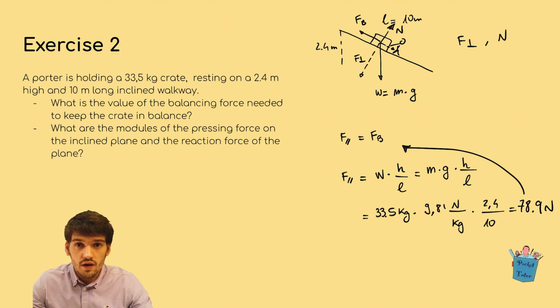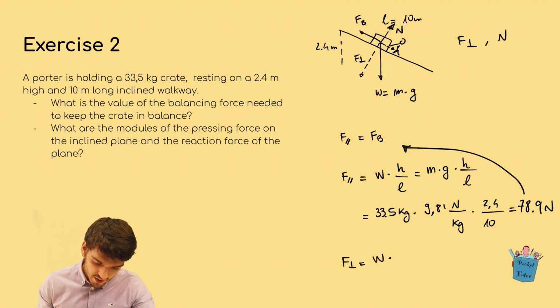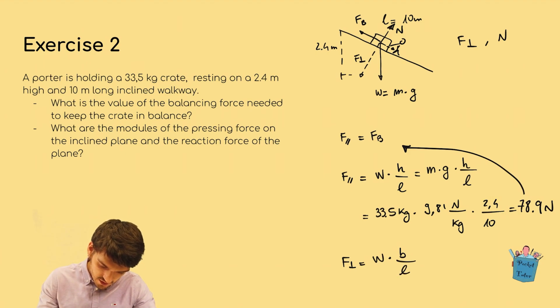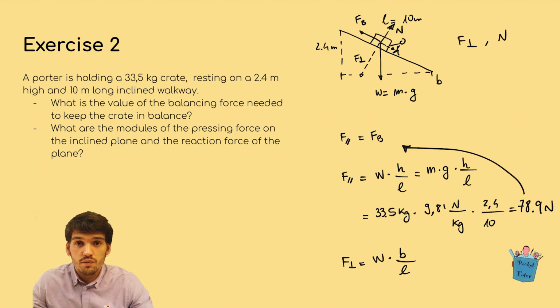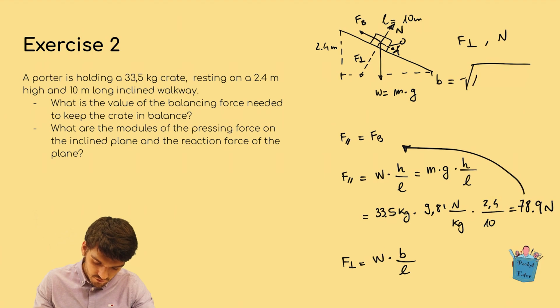In a similar way, we can compute the F perpendicular as the total weight times the base length of the inclined plane divided by the total length, where the base length is given by this segment here. And it can be computed with Pythagoras theorem, which means that B will be equal to the square root of 10 to the second power minus 2.4 to the second power.